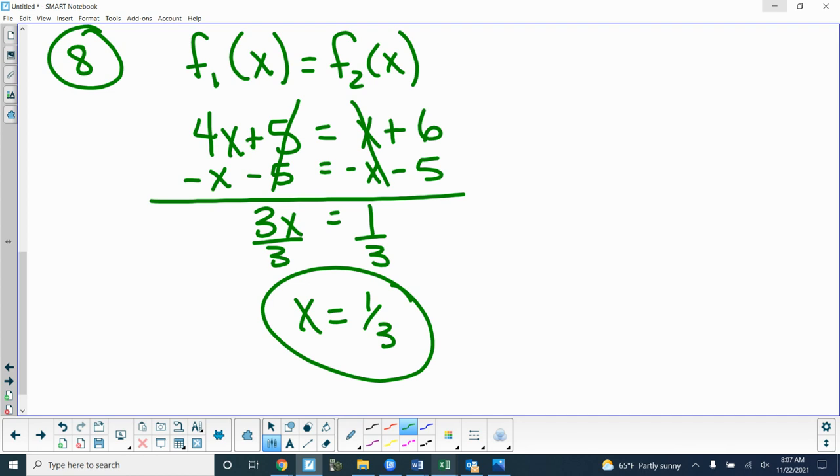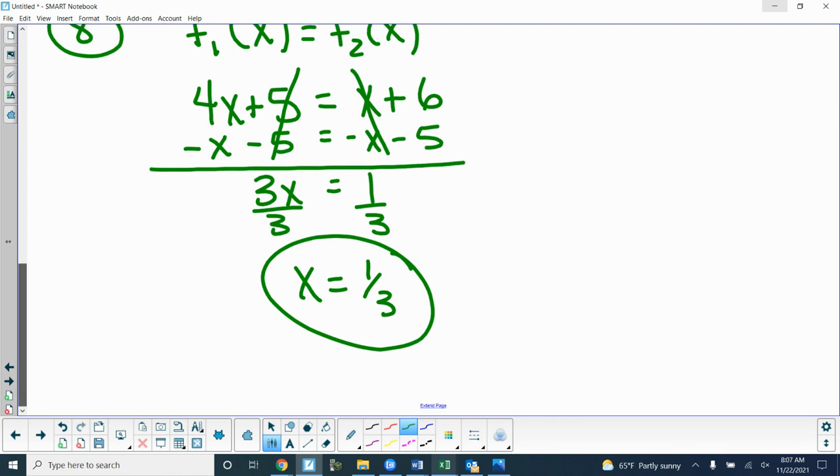Okay, 9 and 10 are the ones that take a little bit more work. All right, and there's different ways you can do these. So I'll do the 2 different ways by hand on these. You can always put them in your calculator too.